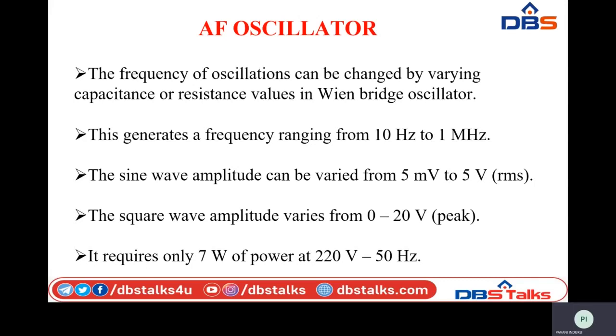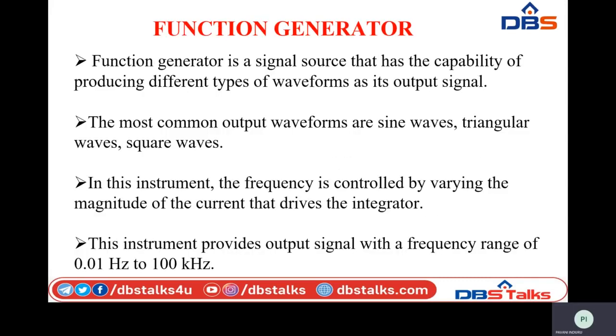Since it is an oscillator, it doesn't require any external input signal. The DC signal present in the oscillator itself gets amplified and converted into alternating current, so that the output can be obtained from the oscillator. And then next we are going to discuss the function generator.